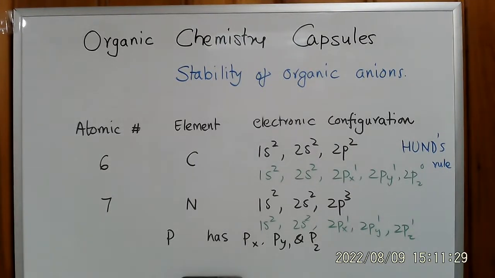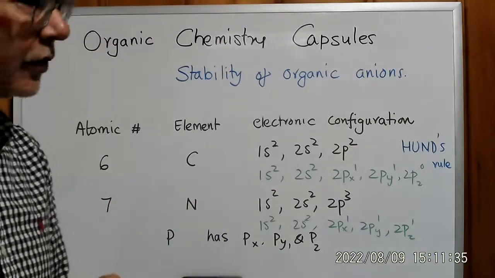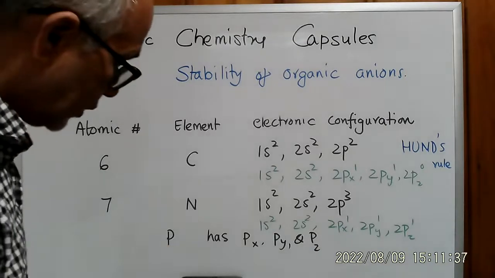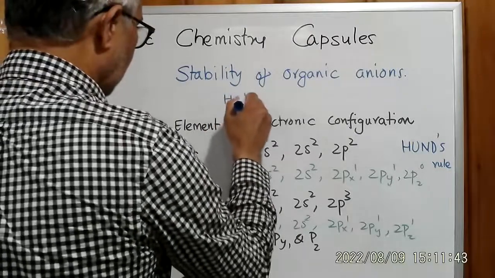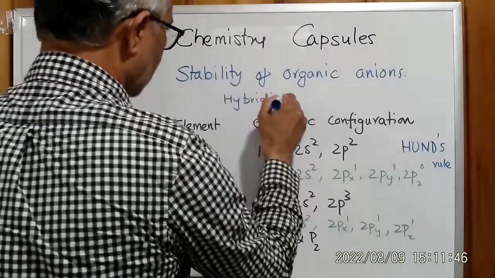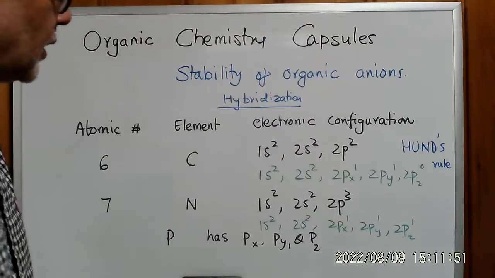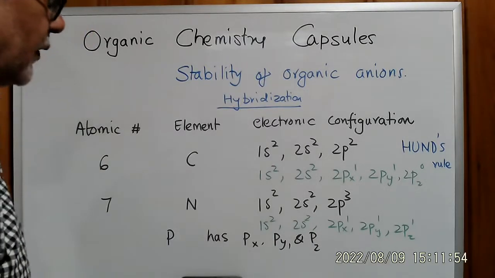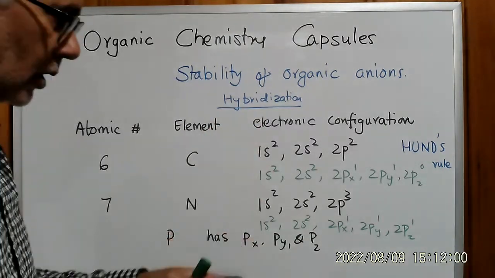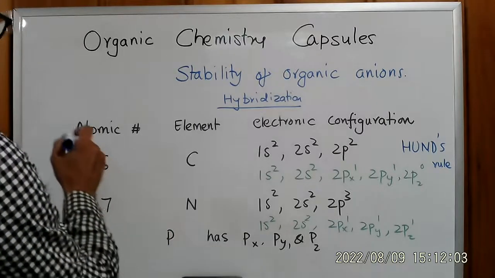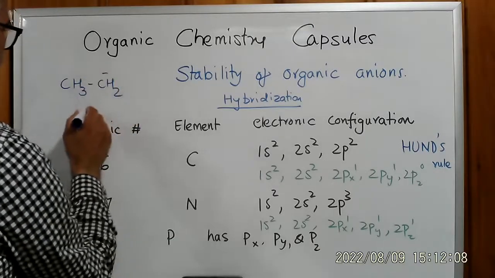In this capsule, we'll look at another factor that stabilizes organic anions, and that is hybridization. We have seen different concepts that help explain the relative stability of anions in previous videos. In this video, we'll introduce hybridization of the carbon, which eventually explains the relative stability of these three anions.